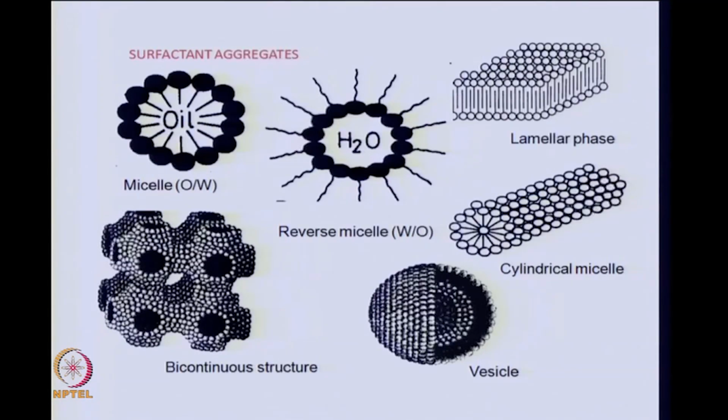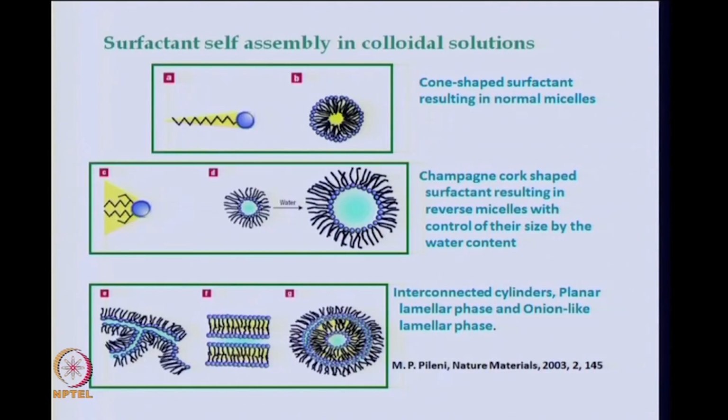In living bodies we have vesicles, and these are typical bicontinuous structures which we said can also be present in microemulsions. So, you can have different types of structures of these surfactant aggregates which are controlled by the concentration of surfactant, oil, water, and the type of these individual chemical entities. These are some other shapes which are different.